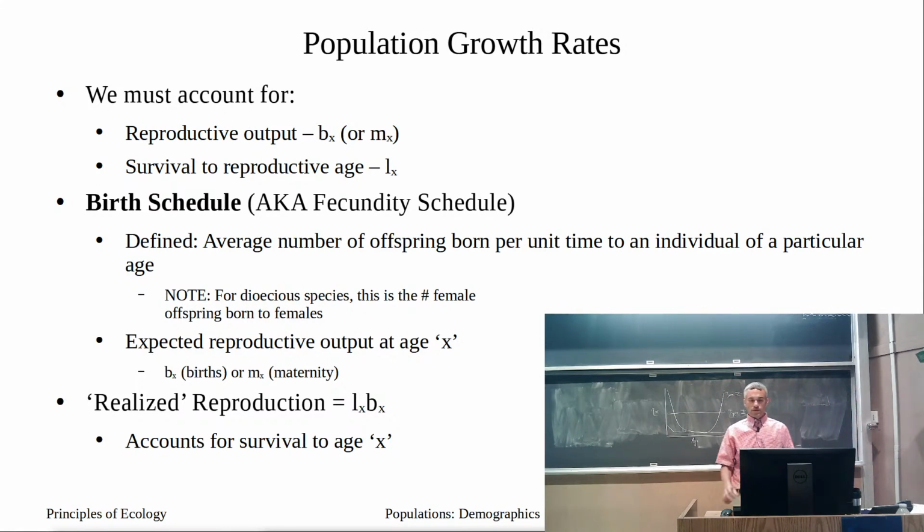So we need to know our chances of survival to reproductive age. We need to know our survivorship. And then we also need to know this reproductive output. And as you're going to see in the lab, B sub X is our reproductive output, so it can change throughout the age categories.